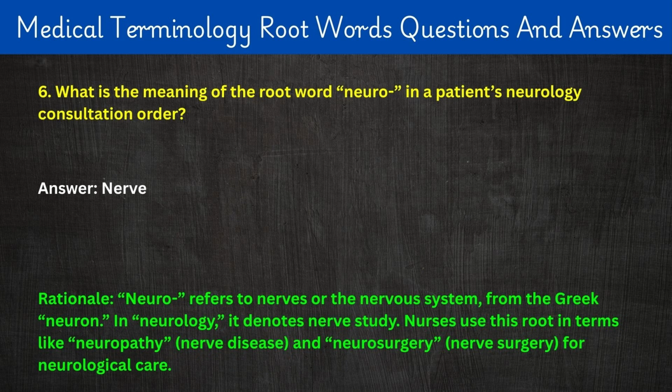6. What is the meaning of the root word neuro- in a patient's neurology consultation order? Answer: nerve. Rationale: Neuro- refers to nerves or the nervous system, from the Greek neuron. In neurology, it denotes nerve study. Nurses use this root in terms like neuropathy, nerve disease, and neurosurgery, nerve surgery, for neurological care.